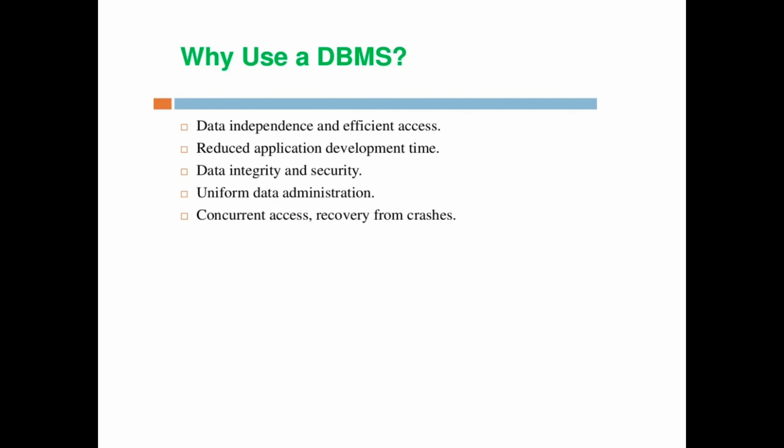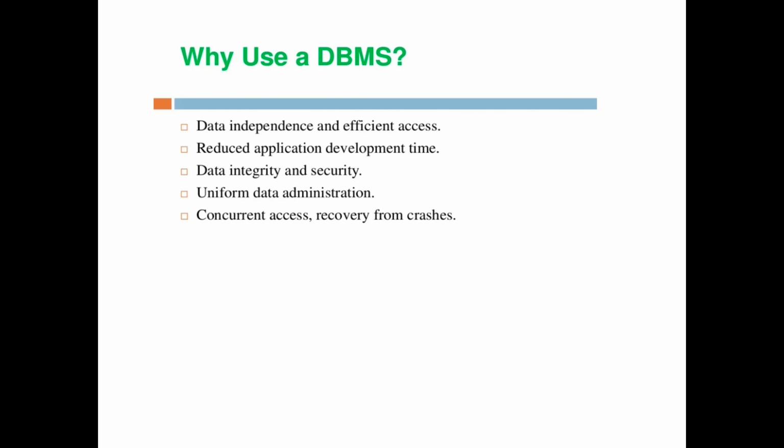First is data independence and efficient access. Data independence means we can take any language. Nowadays, for example, we use Java and connect to the database with ODBC. This is an independent connection. And we get effective access: we can easily access any data by using the DBMS. It also reduces application development time, whereas in the file system it takes more time.